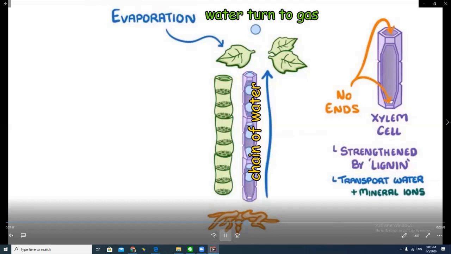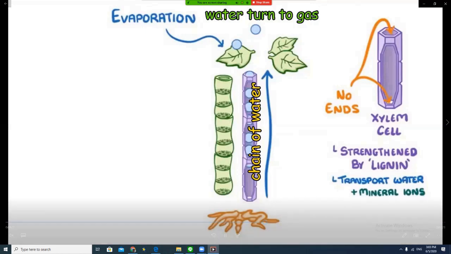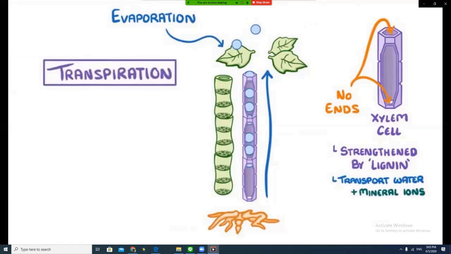Stomata open at daytime and close at nighttime. So as one molecule goes out, another one will be pushed out to come out. This evaporation of water in plants is what we call transpiration. Say it again, transpiration is the evaporation of water in plants, or the transpiration stream, the stream of water coming out from the plants.